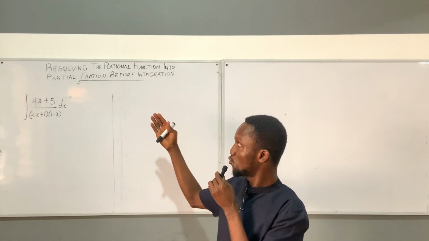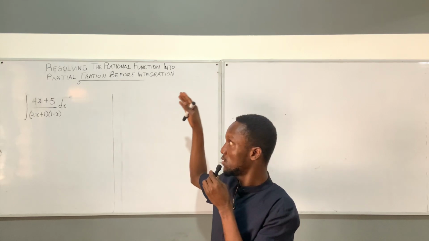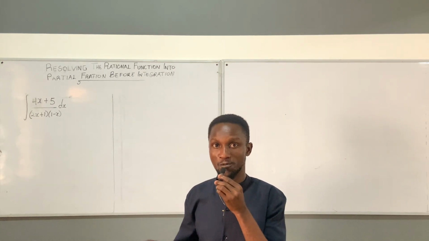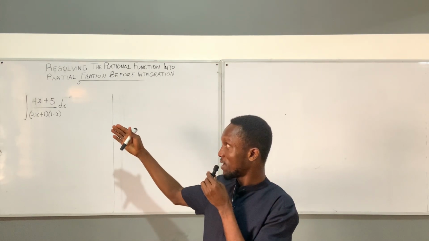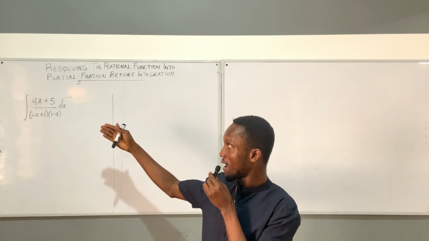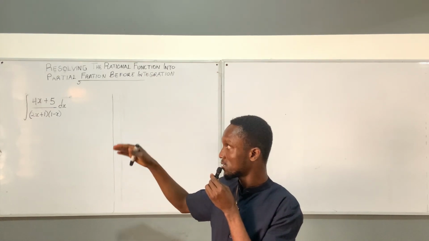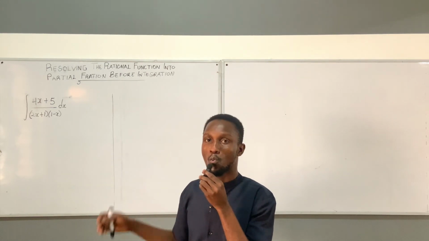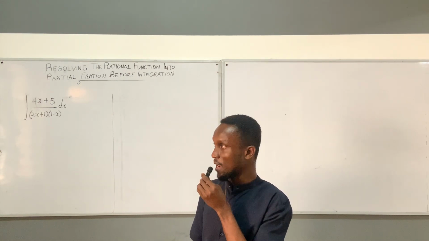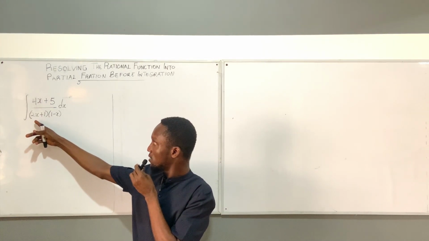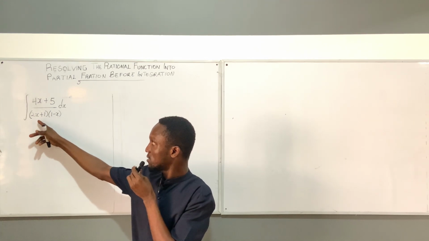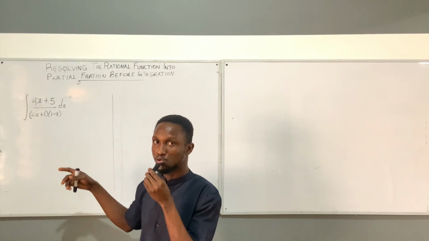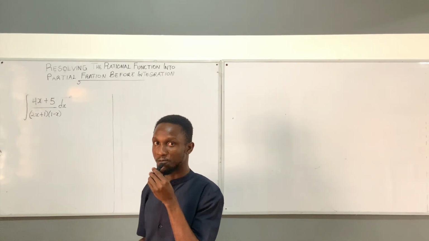How to resolve a rational function to partial fractions before integration. So we have a function there: the integral of (4x + 5) dx divided by (2x + 1)(1 − x). We can see that the two brackets that we have here are two linear factors.